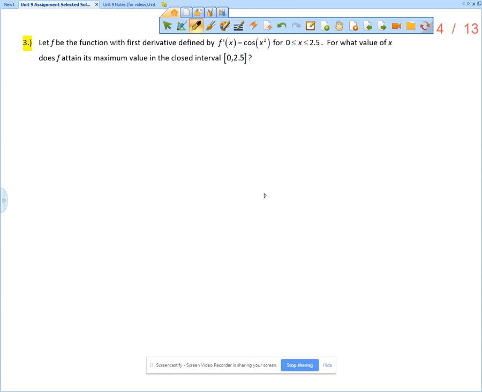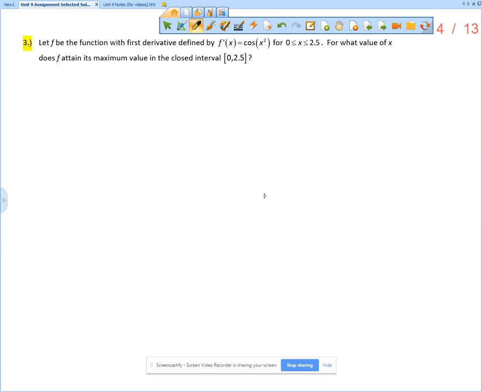This is the solution video for section 9.2, problem number 3. It says let f be the function with first derivative defined by f prime of x equals cosine of x squared for x between 0 and 2.5. For what value of x does f attain its maximum value on the closed interval 0 to 2.5?